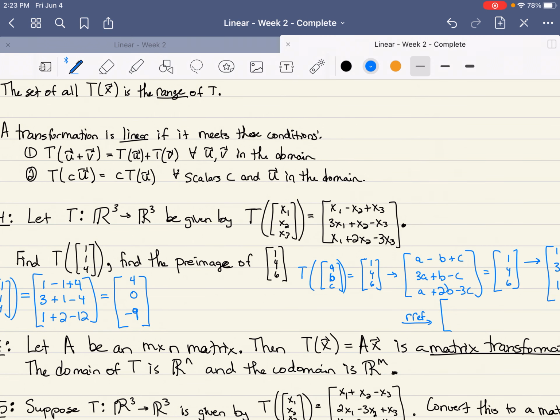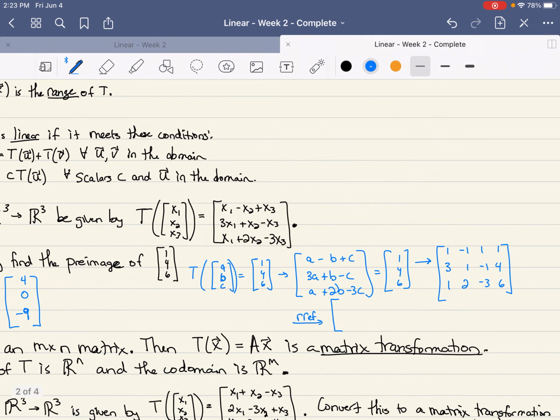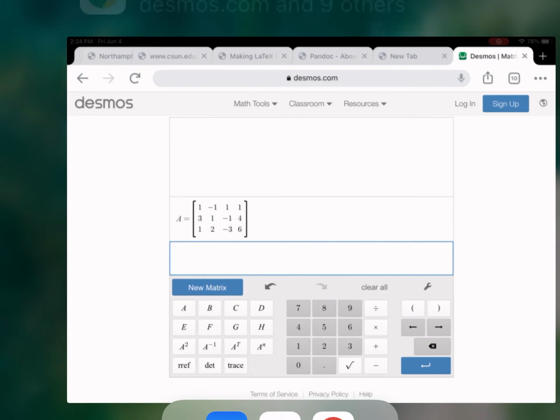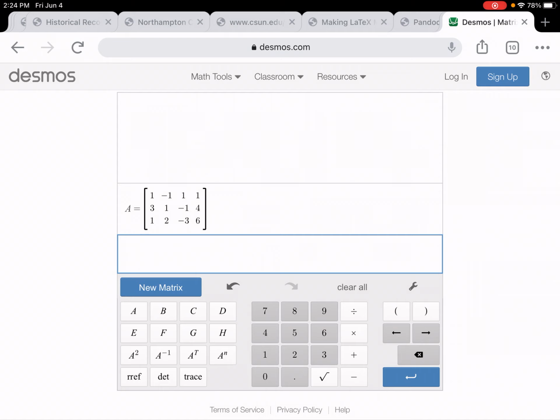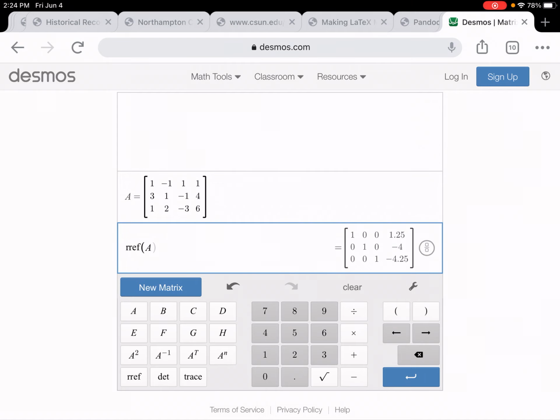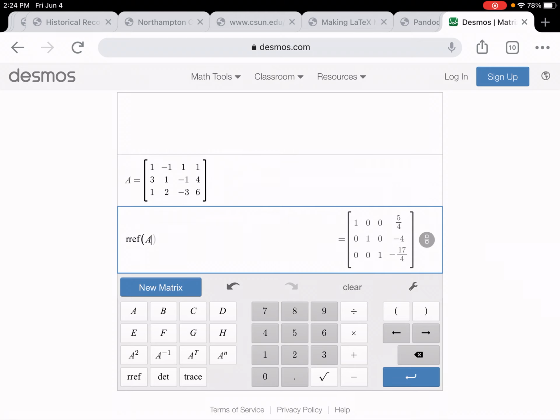Now to find the pre-image, what we're saying is, what vector do I need to plug in to give 146 as the output? So I just pick A, B, C as random variables to use here. A minus B plus C has to equal 1. 3A plus B minus C has to be 4. A plus 2B minus 3C has to be 6. We can turn that into a matrix, and I went ahead and put that into the Desmos matrix calculator. It's my new favorite matrix calculator, if you haven't noticed. And it gives us an output.